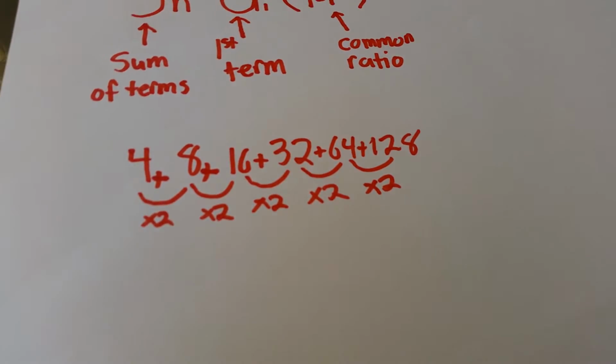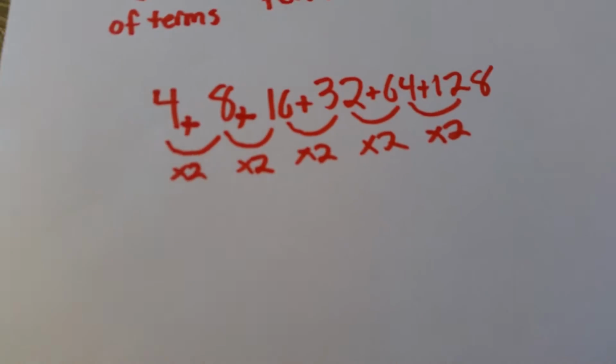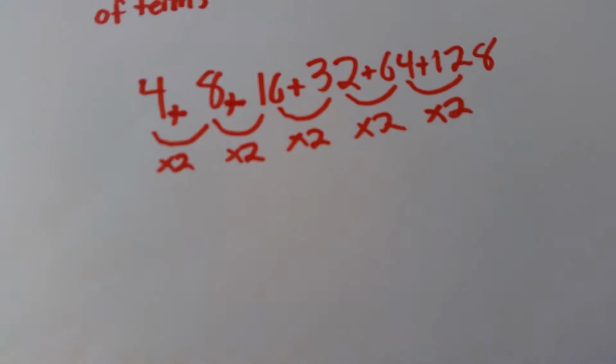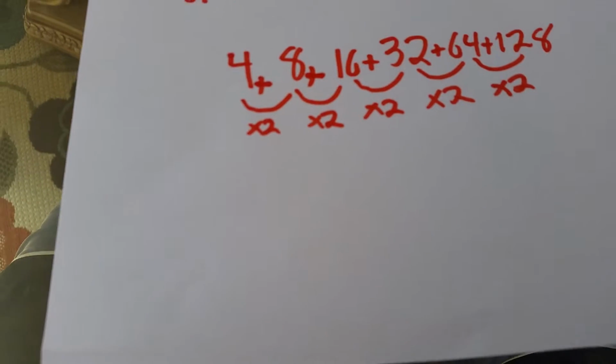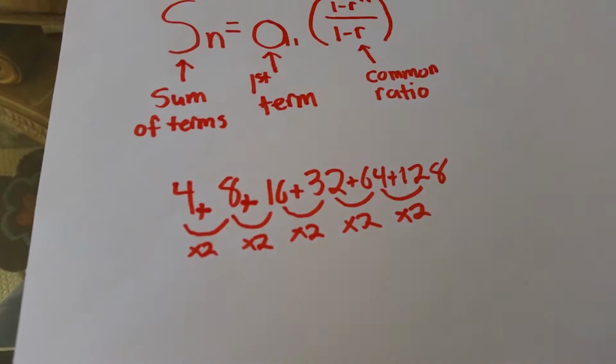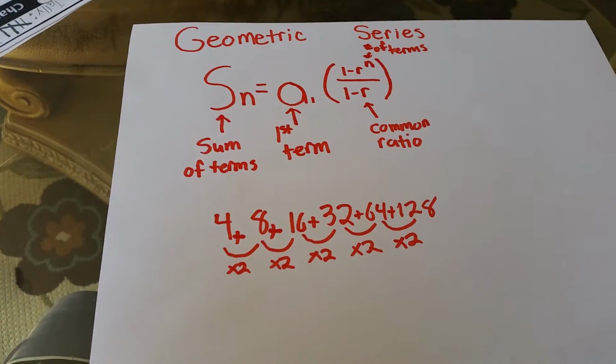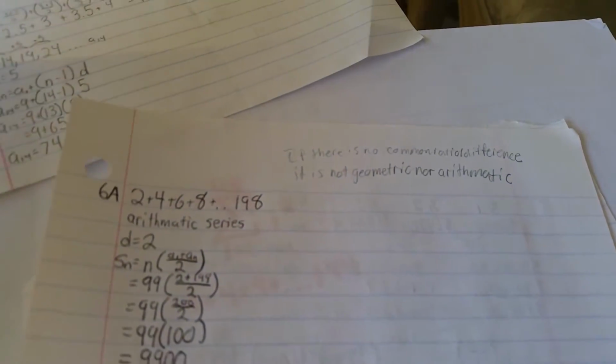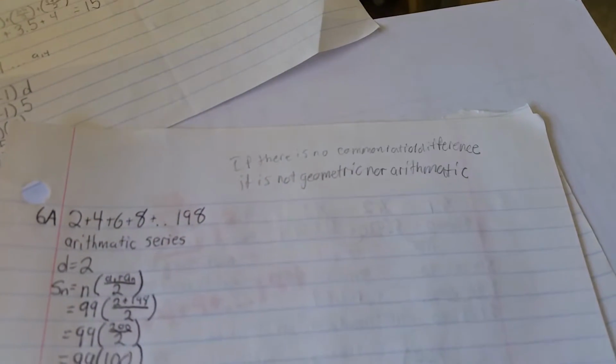Alright, so you find the common ratio, which is 2, because 4 times 2 is going to be 8, 8 times 2 is going to be 16, 16 times 2 is 32. That's how you find the geometric sum of a problem. If there is no common ratio or common difference, it is not a geometric or arithmetic series, so therefore you won't have to use any of the formulas for that type of problem.